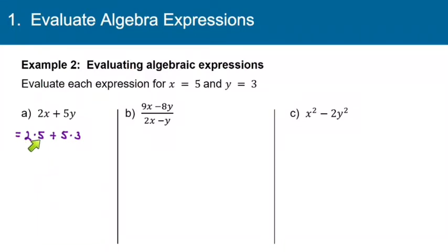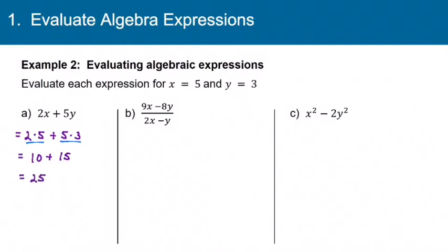Now 2 times 5 is 10, and 5 times 3 is 15. And remember, when we're showing the order that we're doing our steps in, we always underline the step we're going to do, and then on the next line we show the result of that. So I did the multiplication, and now I'm ready to do the addition.